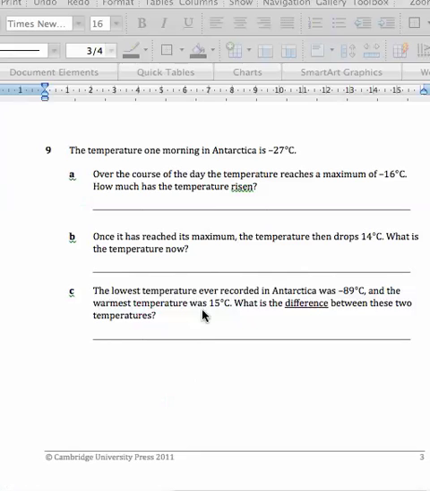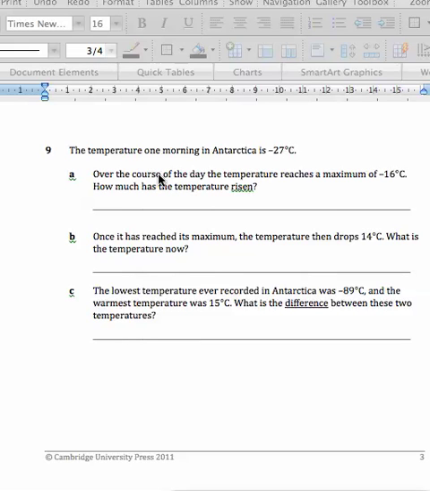What we'll be doing is a worded problem involving negative numbers, and this was a question on your test, and a lot of students got C wrong or got confused on how to set it up. So let's read the problem. The temperature one morning in Antarctica is negative 27 degrees. So we know it's quite cold there because it's all icy and snowy, so it has to be below 0.